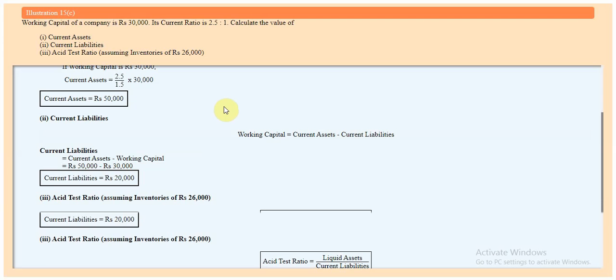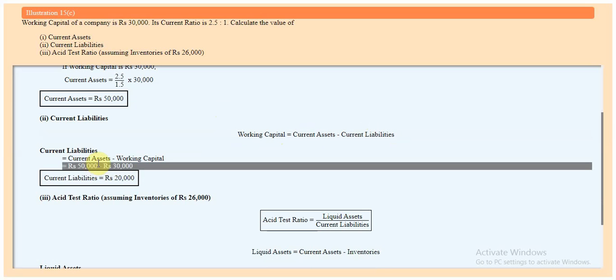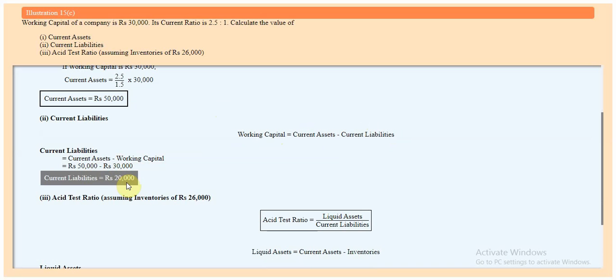They are asking us to find out current liabilities. So we know the working capital, we know the current assets. So it's going to be easy finding out current liability, which is the missing one in this formula. Current liability is, so the amount is substituted here and current liability comes out to be rupees 20,000.